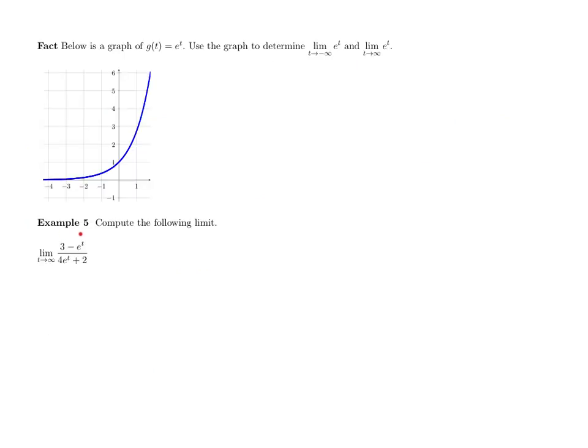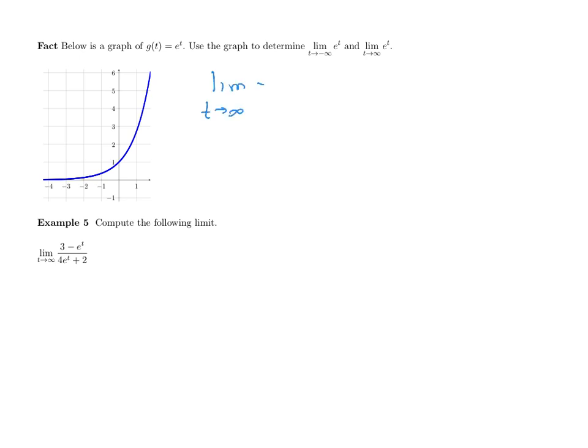I'd like to do one more example where we compute another limit at infinity, but here we're going to use e to the power of t instead of a polynomial. Before figuring this out, I'd like to determine, by using this graph, what is the limit as we approach e to the t as x goes to negative infinity, and also what happens as we approach positive infinity. And I want to answer this just directly by looking at the graph of e to the power of t.